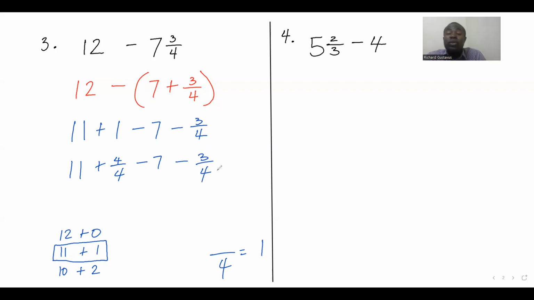After we have done that, we're going to group strategically. We're going to group our whole numbers and then group our fractions. So it's going to be 11 minus 7. Those are our whole numbers. And then our fractions would be 4/4 minus 3/4. Now, we'll be left with 11 minus 7. That will give us 4.